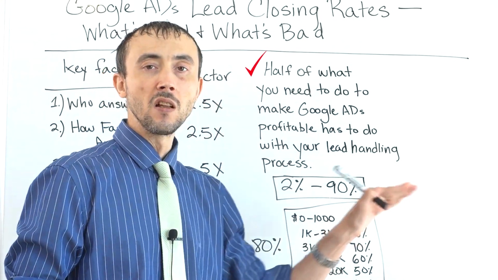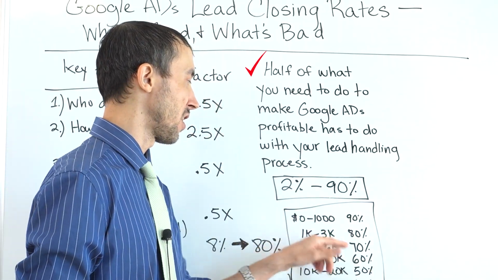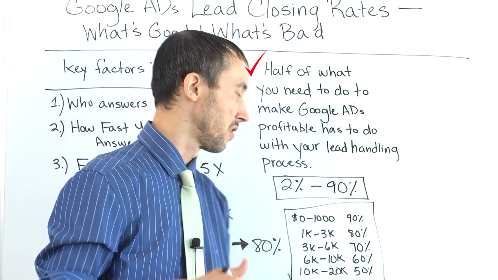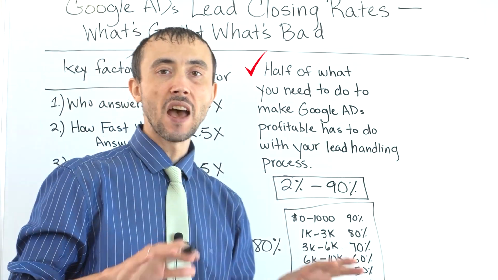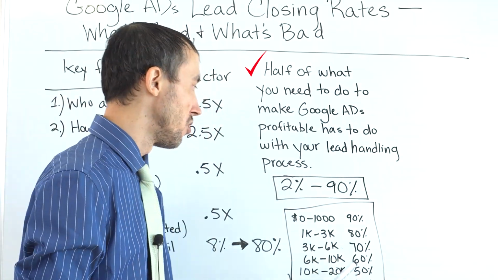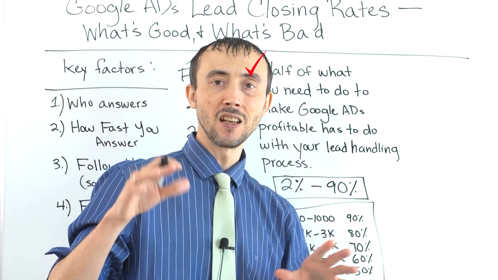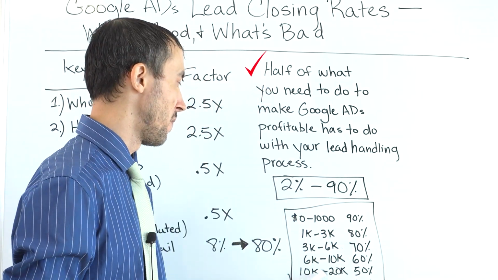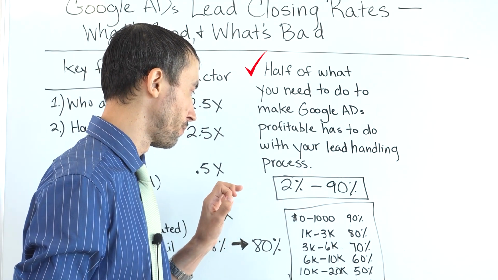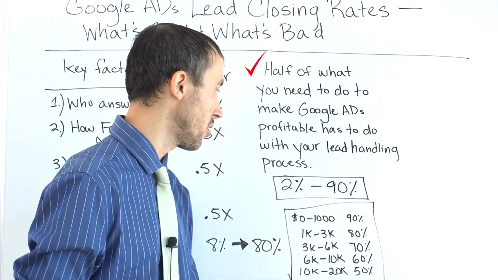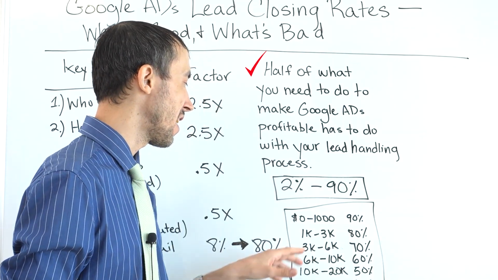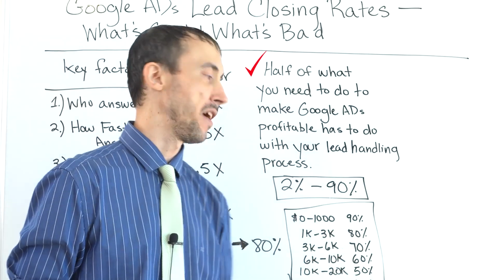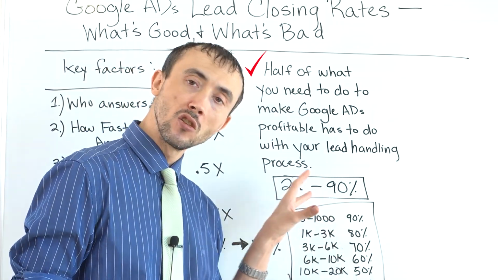If you're between $3,000 and $6,000 in terms of average ticket size, you should be around a 70% closing rate if you do all these things. If you're between $6,000 and $10,000 in average ticket size, you should be able to get a 60% closing rate on the leads you develop out of Google search ads. 10 and 20,000, you're at a 50% closing rate if you do it all right. And it keeps going because you can see the pattern here.